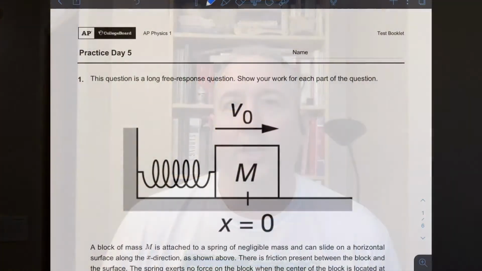All right, guys, let's do practice day 5. This one is a challenging one because the concepts are not as intuitive. The second problem of these is similar to what we saw with the angular motion one on practice day 4. The first one is more dealing with springs and friction. So let's take a look here.